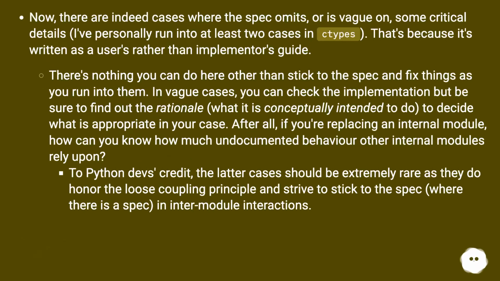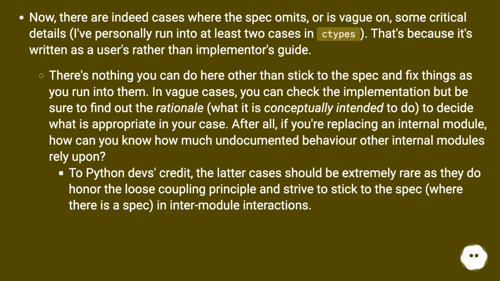Now, there are indeed cases where the spec omits, or is vague on, some critical details. I've personally run into at least 2 cases in ctypes. That's because it's written as a user's rather than implementer's guide. There's nothing you can do here other than stick to the spec and fix things as you run into them. In vague cases, you can check the implementation but be sure to find out the rationale, what it is conceptually intended to do, to decide what is appropriate in your case.